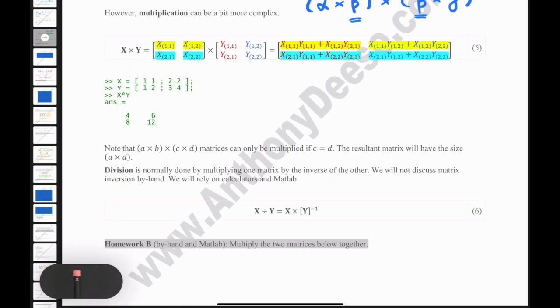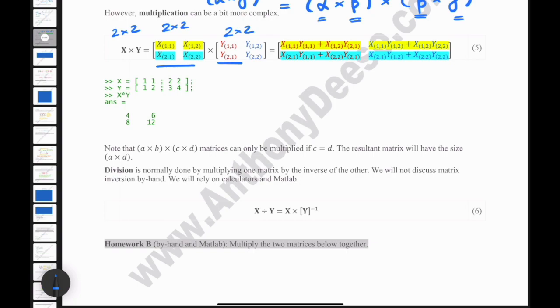Down here below, you can see where we actually execute this multiplication. So we have a 2 by 2 and a 2 by 2 matrix. The result of this multiplication will also be a 2 by 2. If I go back up here to my example, where we had an alpha by beta times a beta by gamma matrix, what is the size of the resultant? It's going to be the outside indices, so an alpha by gamma. Over here we have a 2 by 2 times a 2 by 2, and so our result is also going to be 2 by 2.